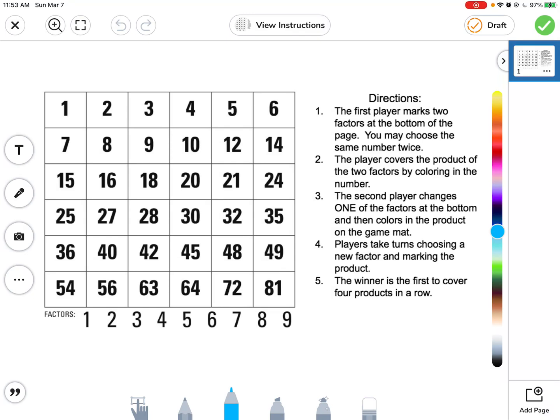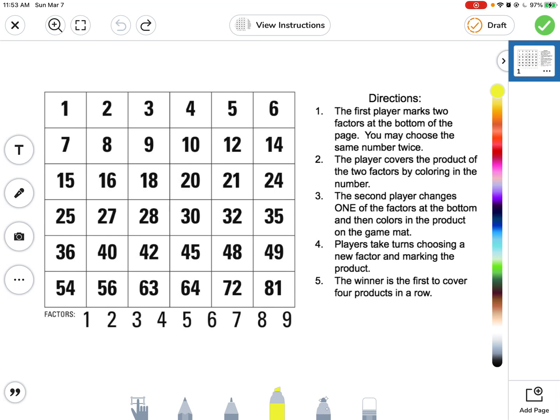Hello everybody! Today you're going to be playing a new game, Multiple Madness 2. You played a version of this game way back sort of in the beginning of the year when you were starting to learn multiplication. And back then on the bottom you had factors of 1, 2, 3, 4, and 5 to choose from. And this time you get to choose from all the factors.